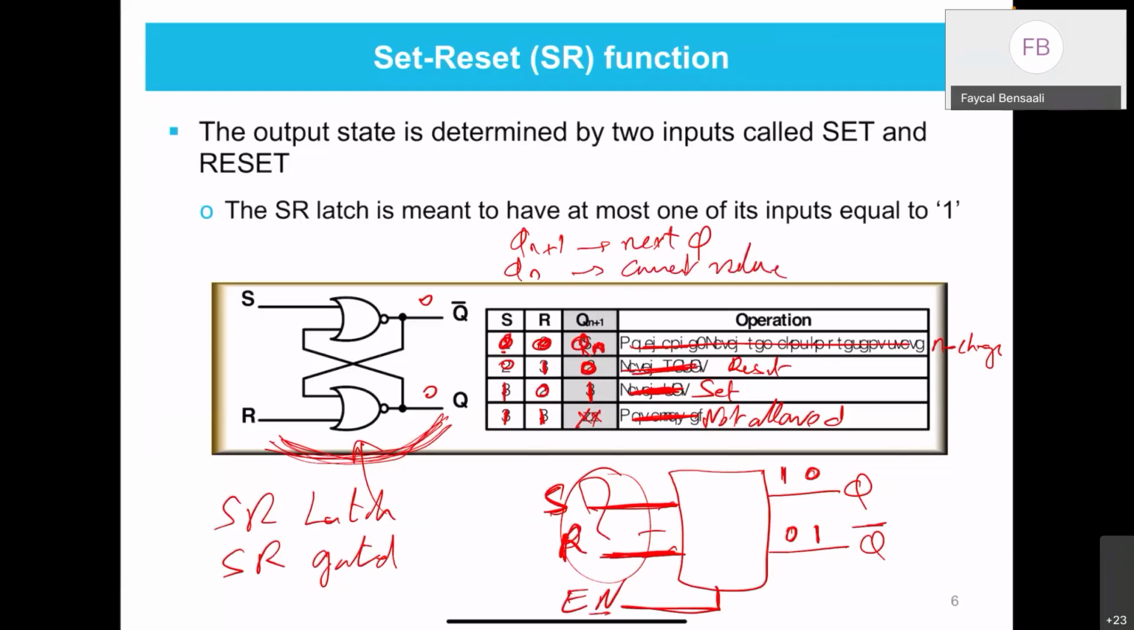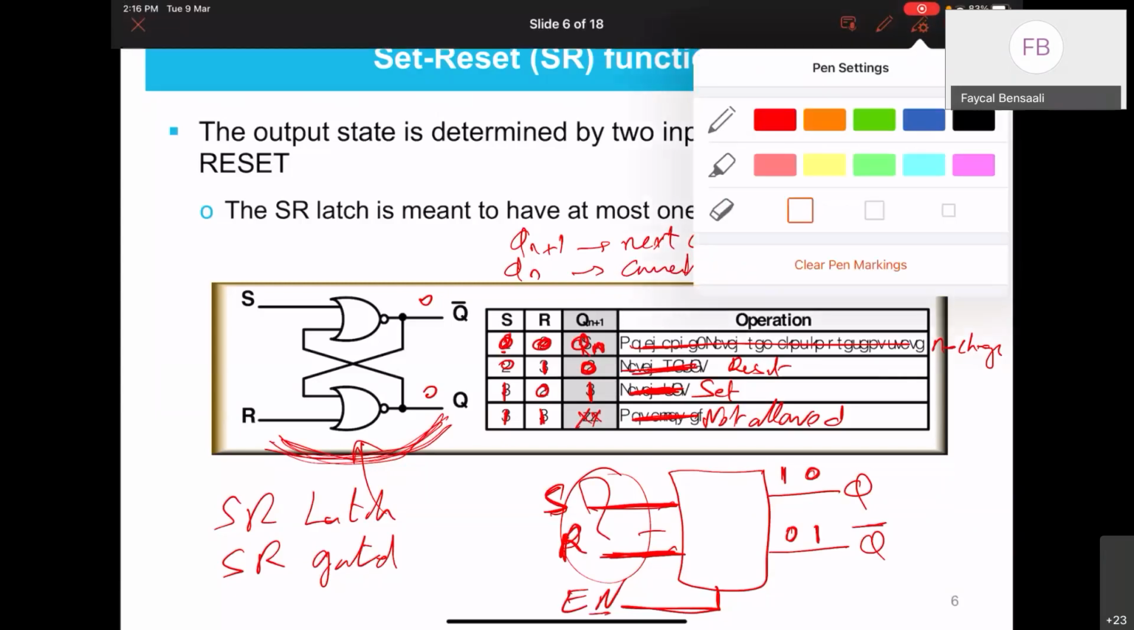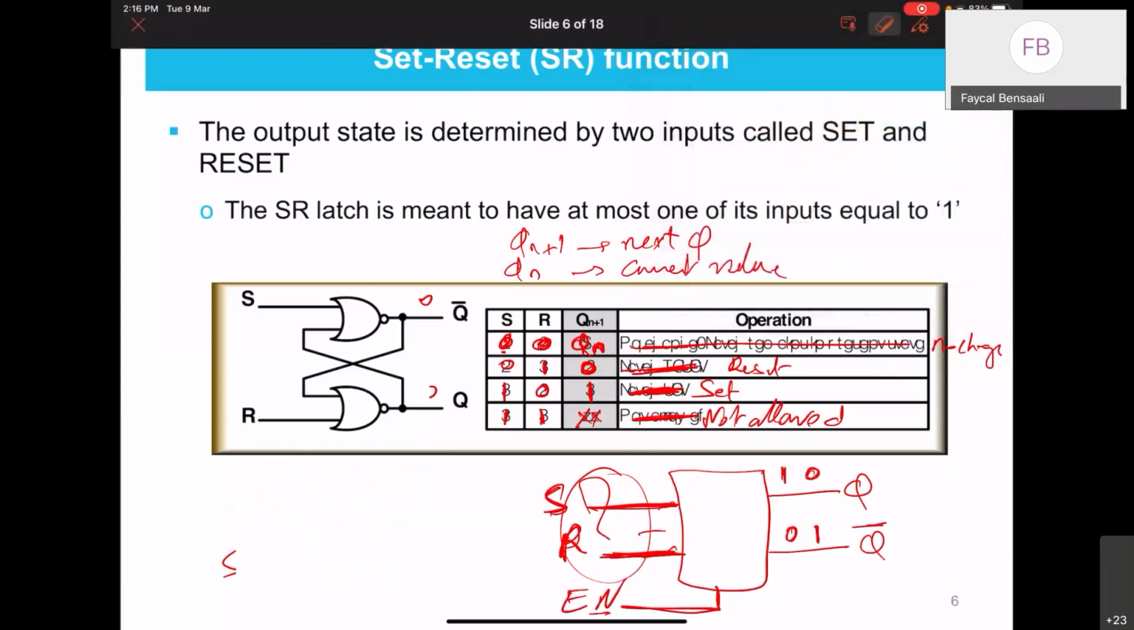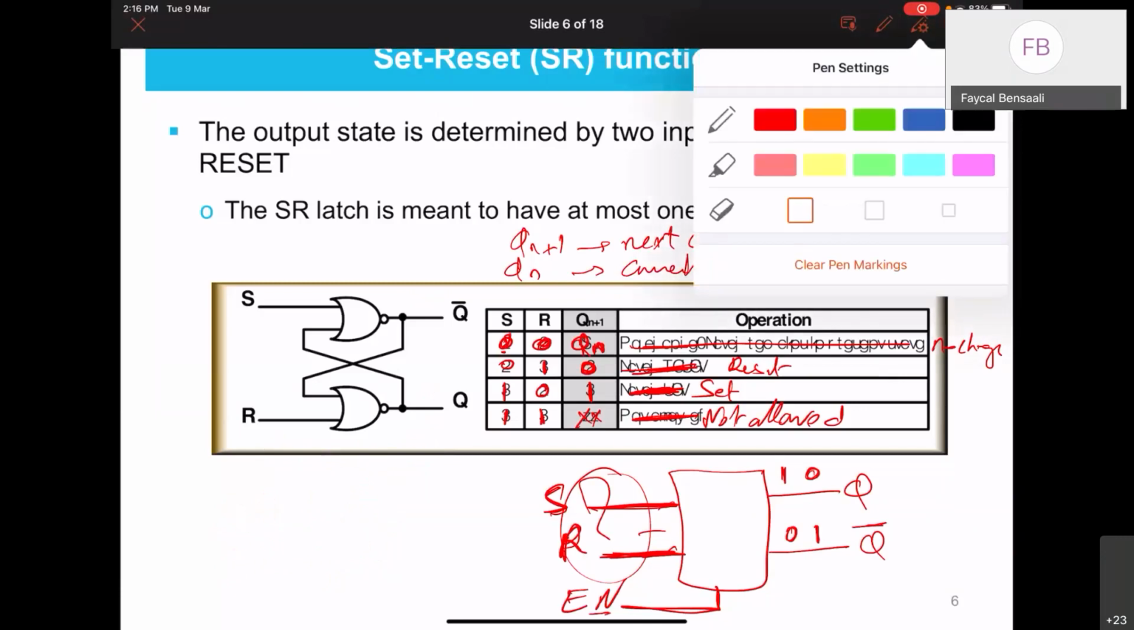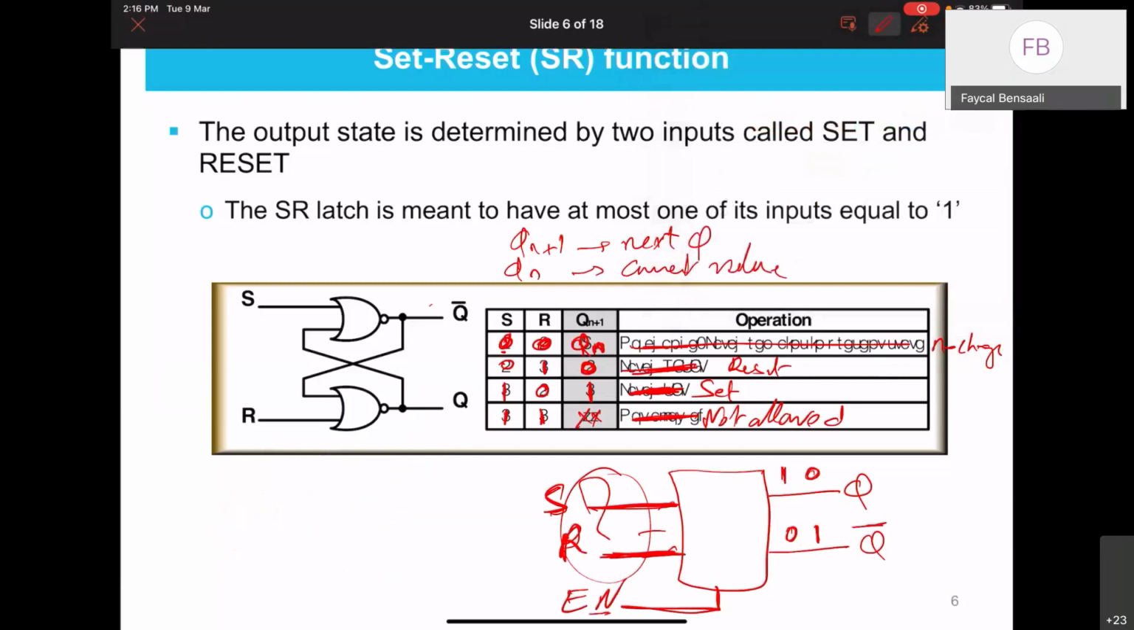So now, let's say Q is 0 at this time. So we'll have 0 here, which means the other output will be 1. In this truth table, I just put Q. Of course, there is no need to put Q bar because it will be the opposite. I will always talk about Q, but you should know that the other output is exactly the opposite of Q.